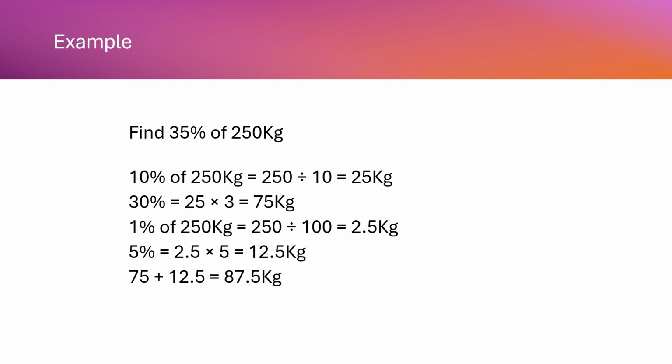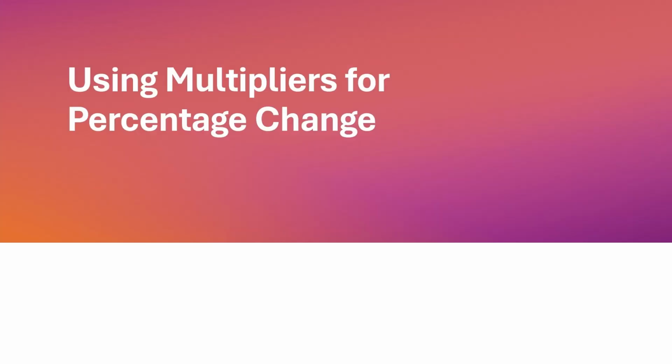Using multipliers for percentage change. A multiplier is a decimal number that helps you increase or decrease an amount by a percentage in one step. For an increase, add the percentage to 100%, then convert to a decimal. Example: increase by 8%. Add 8% to 100% to get 108%. Convert to a decimal by dividing by 100, which equals 1.08.